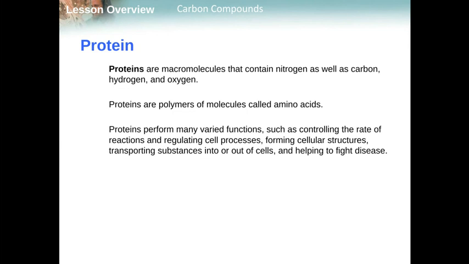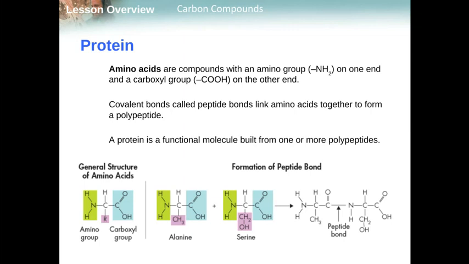Now, proteins. Proteins are macromolecules that contain nitrogen as well as carbon, hydrogen, and oxygen, and sometimes a whole bunch of other stuff added onto them as well. They are polymers of amino acids. They perform many varied functions. They control the rates of reactions within the body. They help us digest food. They are the doers within our bodies. They even help fight disease.